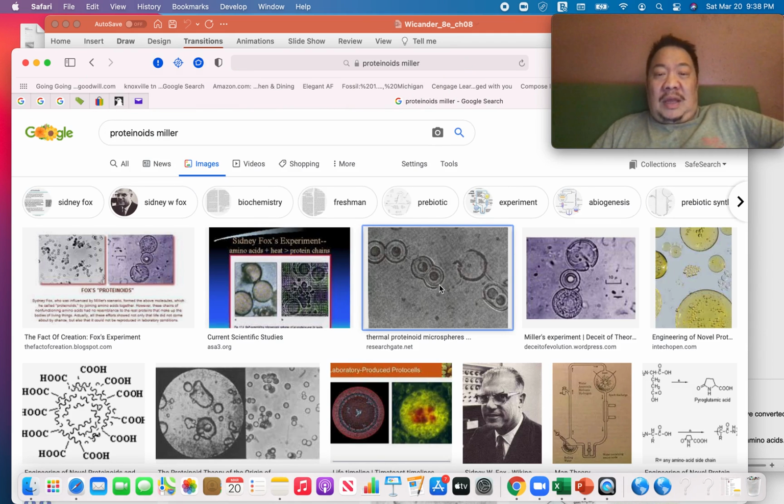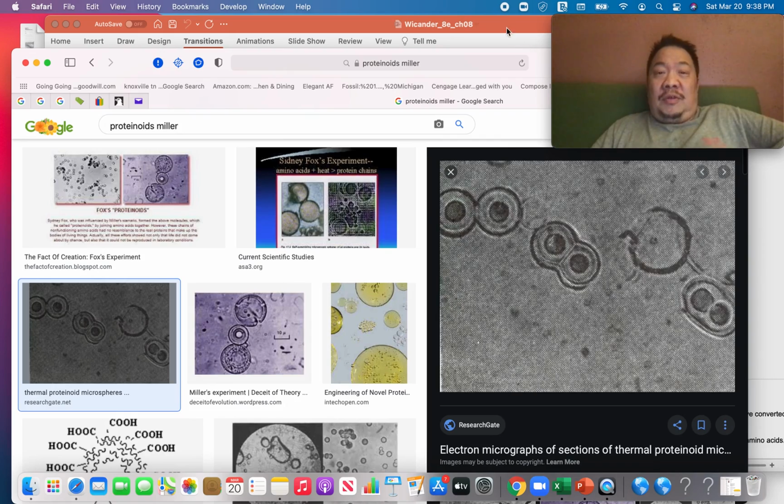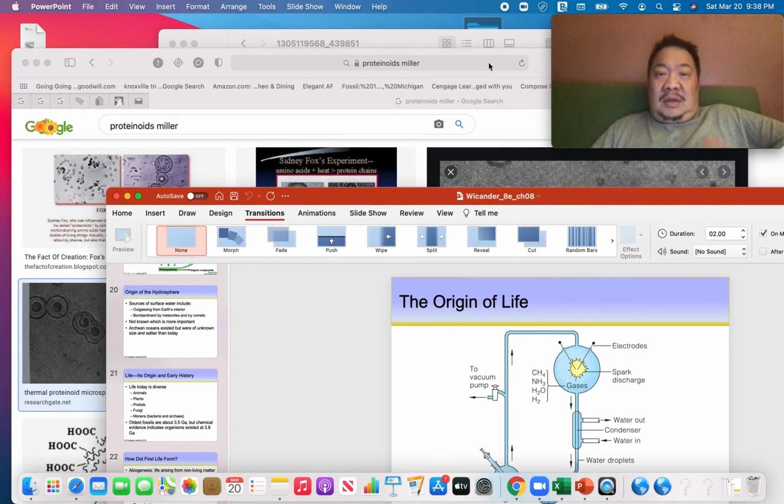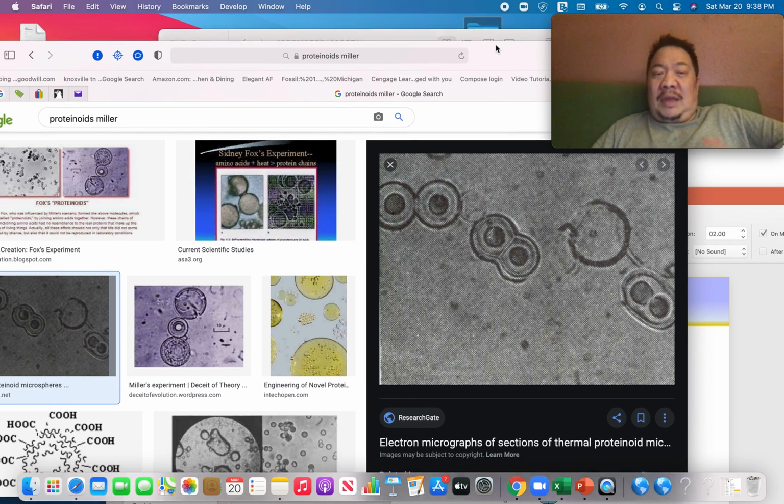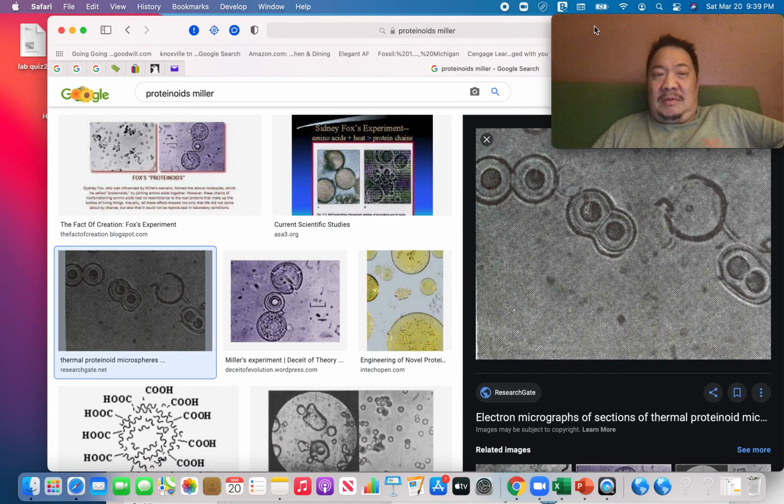And this is what they look like. These are these little microspheres. And they divided just like living cells. The problem is they are not living cells. They do not have DNA. They're not alive. They do not metabolize. They don't make their own food like plants. They don't consume food like animals. They're non-living, but they replicate.